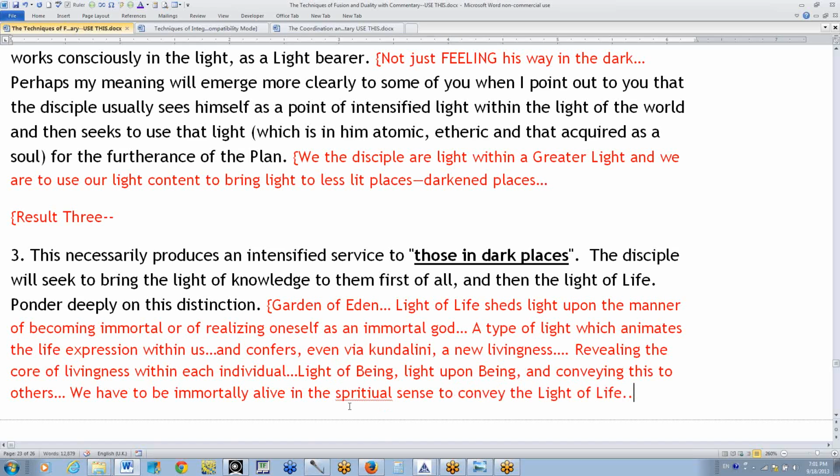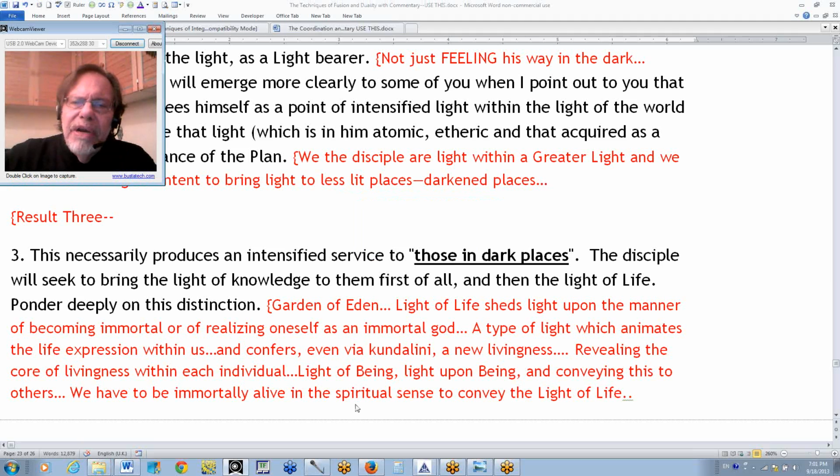It is associated with Aries, associated with Taurus, and also to an extent with Pisces. Those are the 3 signs in which I have heard the phrase the light of life used.